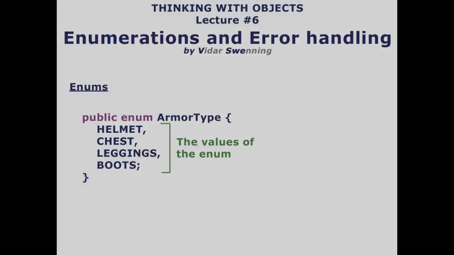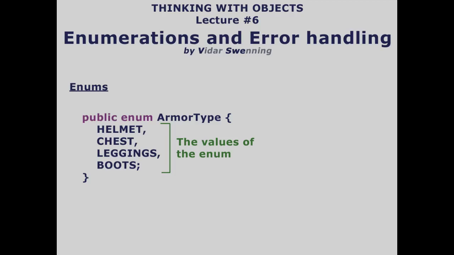So we started with enumerations, and we could do it like this. We have public enum ArmorType, and then we can define the different values that we have. Here we have helmet, chest, leggings, and boots, and then we can only have those values. We can't have any other values at all.